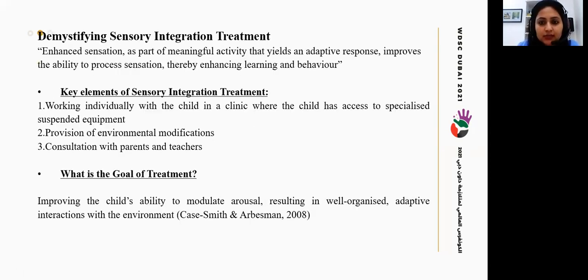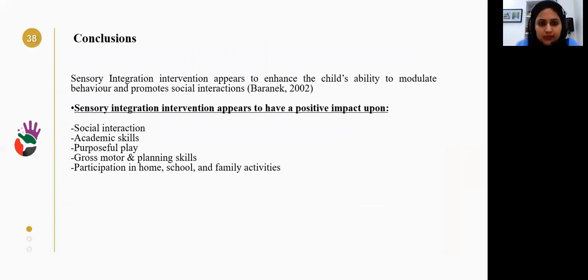So based on this, if we think about how sensory integration treatment works, it has these key elements: multisensory input is provided in a meaningful way so that the child is able to learn the adaptive skills to function appropriately, and so that it can help in enhancing learning and behavior. The goal is basically to help the child modulate arousal, which will result in well-organized and adaptive interaction within the environment. So what is the conclusion of all this discussion? Sensory integration intervention appears to enhance the child's ability to modulate behavior and promote social interaction. It does have a positive impact on social interaction, academic skills, purposeful play, gross motor and planning skills, and participation in home, school, and family activities.